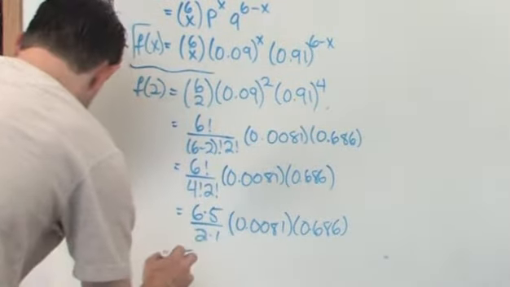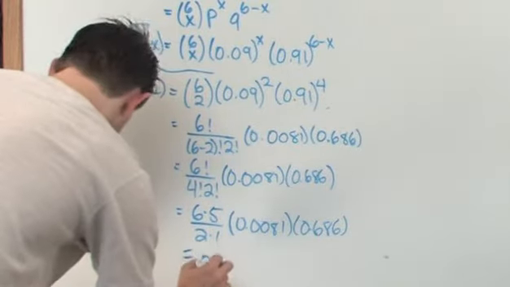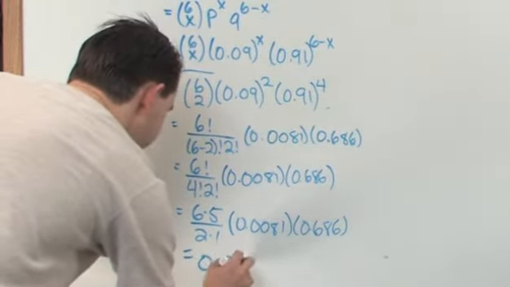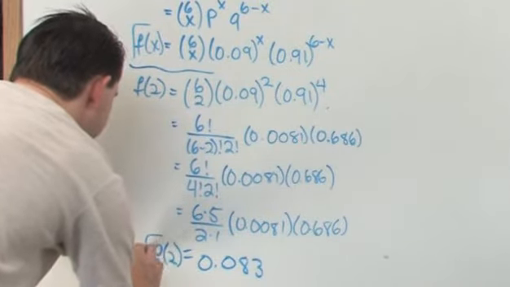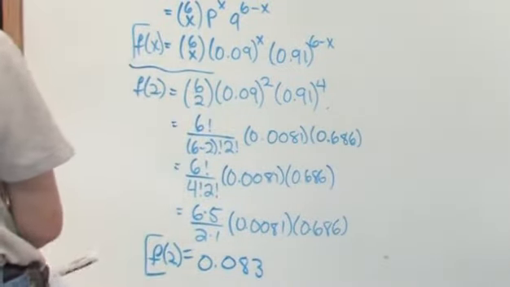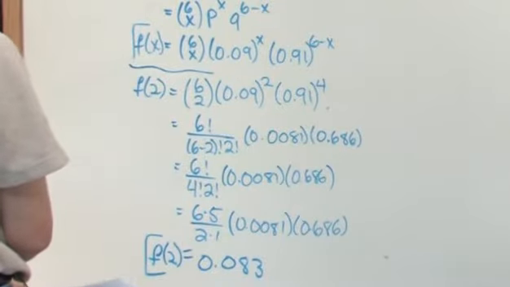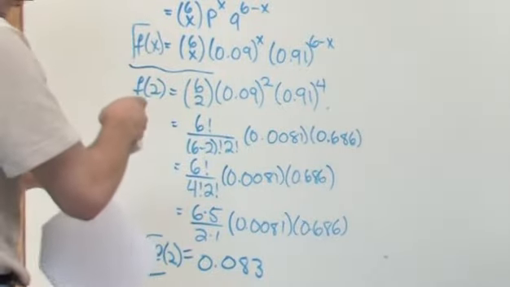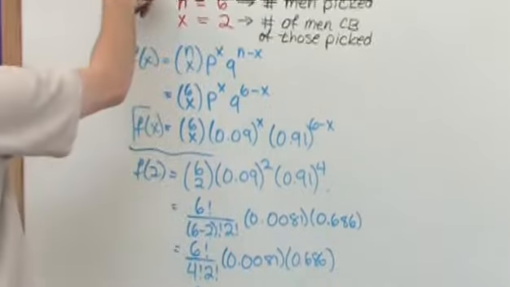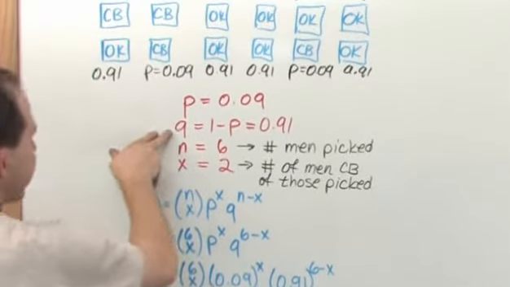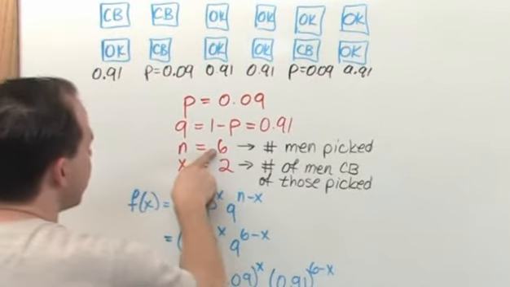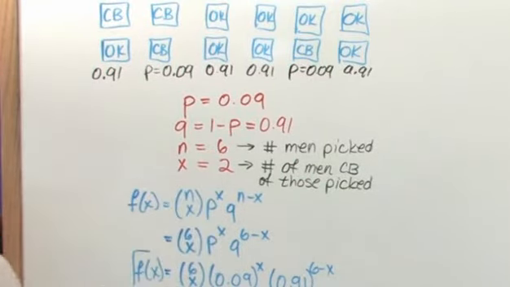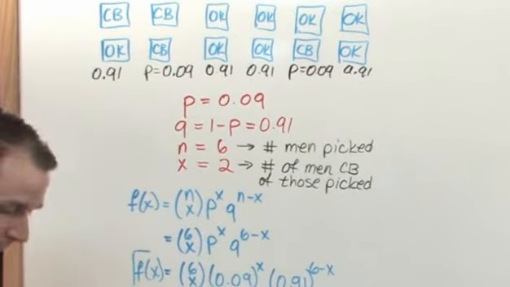What you're actually going to get at the end of the day is 0.083. So the f of 2, the binomial distribution of this problem evaluated at 2 successes, is 0.083, okay? So going back up to the top, we identified the probability of a person being colorblind. We know the probability of a person not being colorblind. We know that we're trying to pick 6 people, and we only want to find the probability of 2 of them being colorblind. So this is the general form for the binomial distribution.